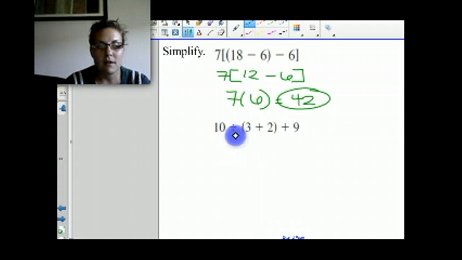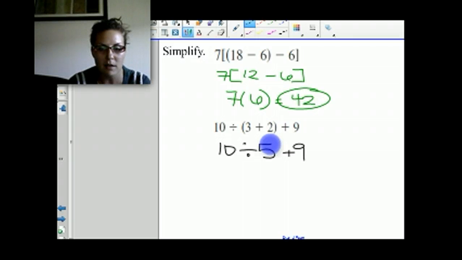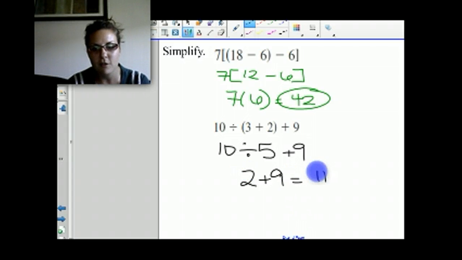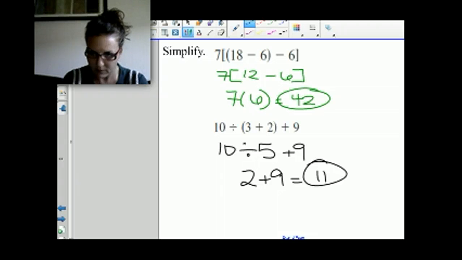For the second one, we work with parentheses first. I have 10 divided by 3 plus 2 is 5 plus 9. 10 divided by 5 is 2 plus 9. Our final answer is 11.